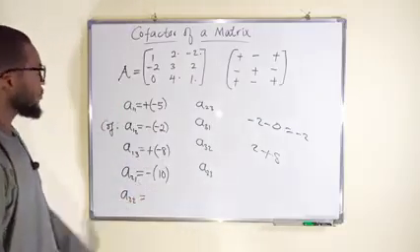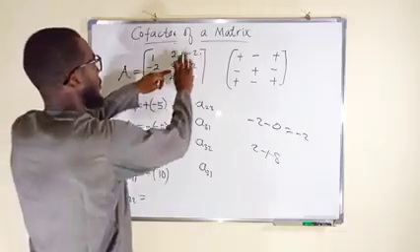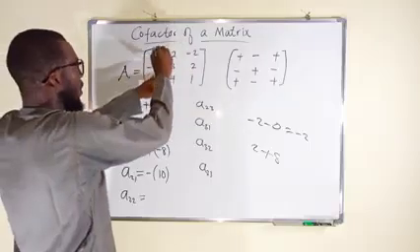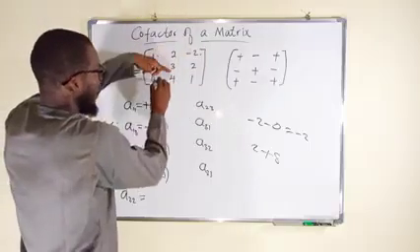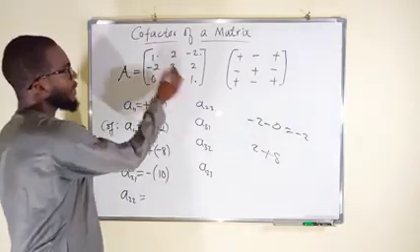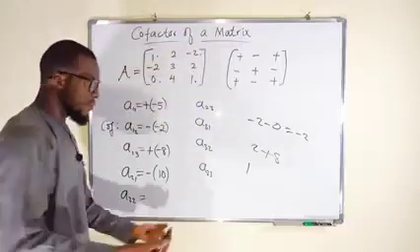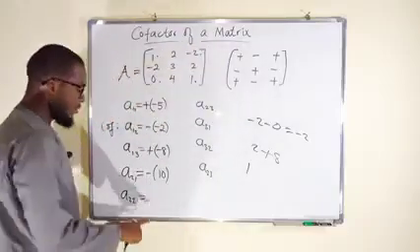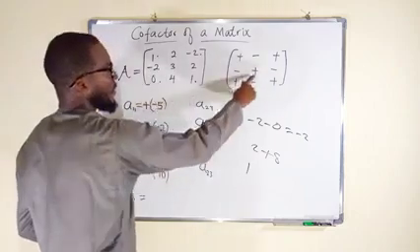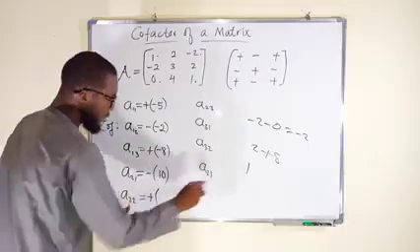A22. This is A22. We close this column, we close this row, we have this, this, this, and this. Find their determinant. We have 1 times 1 is 1, minus 0 times negative 2 is 0, so we have 1 here. But what do we have here? A22. This is A22 is positive. Multiply by 1.